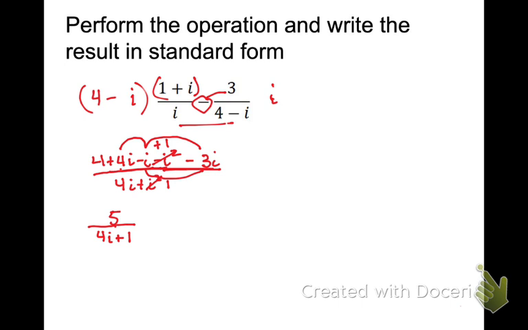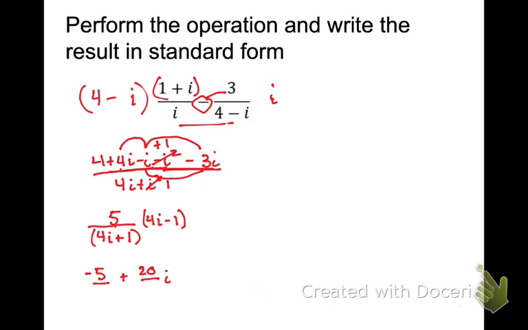Okay. Thank you. Now I have 5 over 4i plus 1. Can I leave it like that? No, I need to multiply by the conjugate. I was going to say reciprocal, but it's not. So 4i minus 1. So your numerator, you're going to get negative 5 plus 20i. Okay, do you see I'm just going right to standard form?